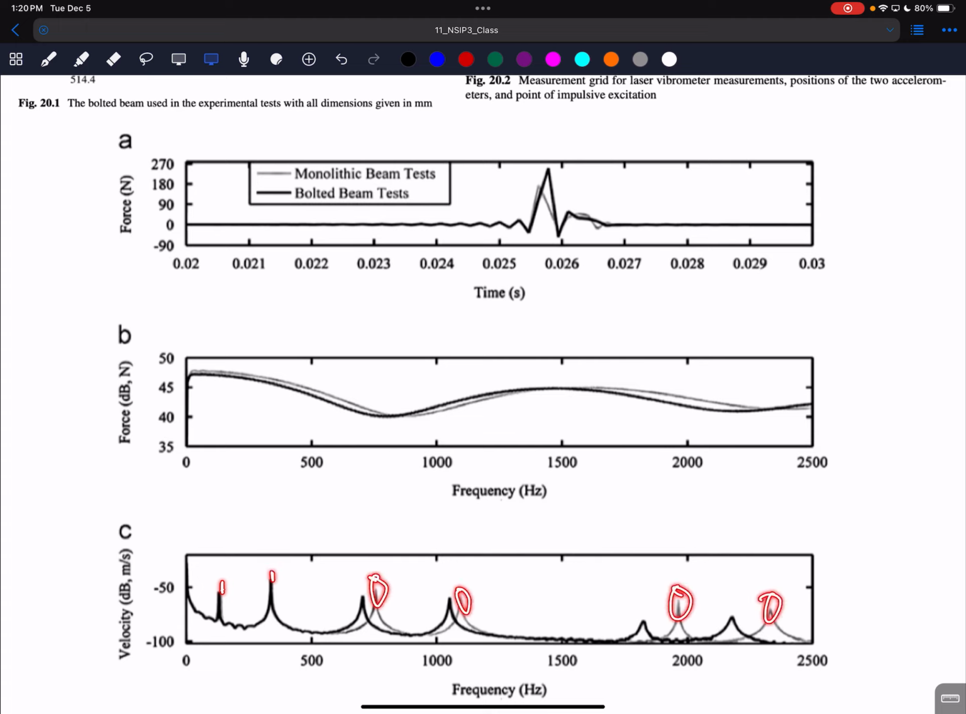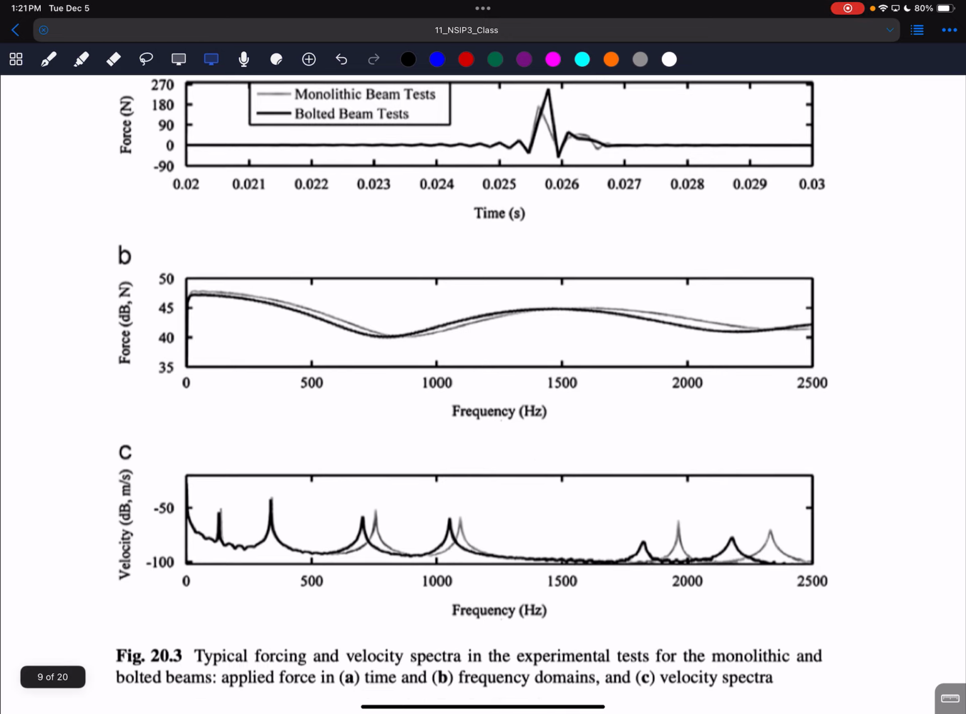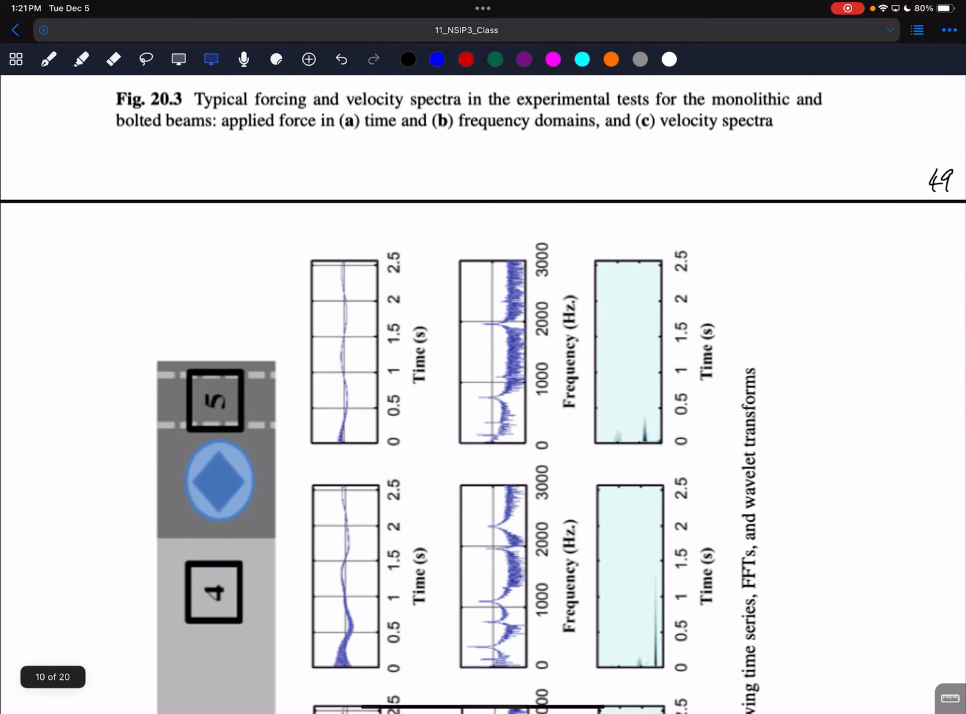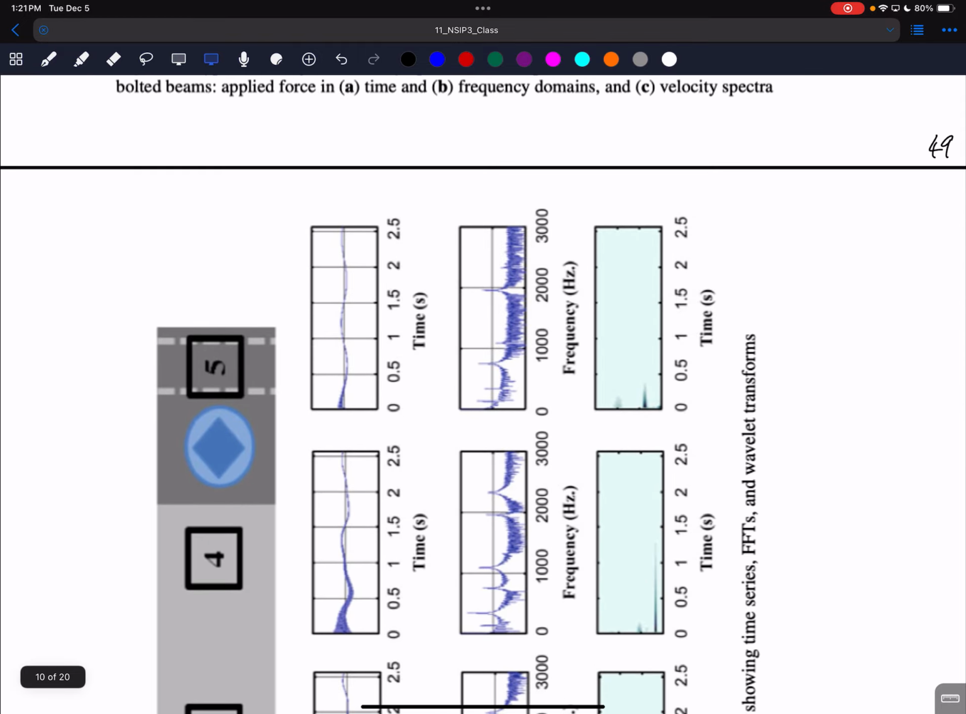The frequencies of this monolithic beam are higher than the frequencies of the bolted beam, and that's pretty typical because a bolted joint is less stiff than a solid member in general. So by introducing these bolted joints, at least in terms of linear response, we are shifting the natural frequencies to lower regions. And then at higher amplitudes of testing, we're going to introduce a lot of stronger damping due to friction and other effects.